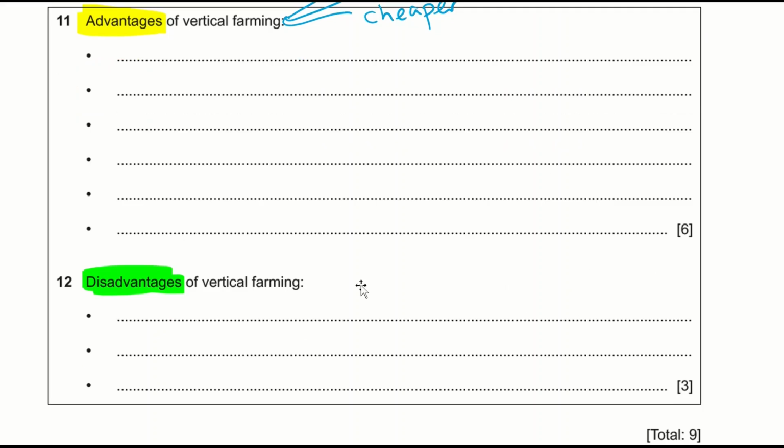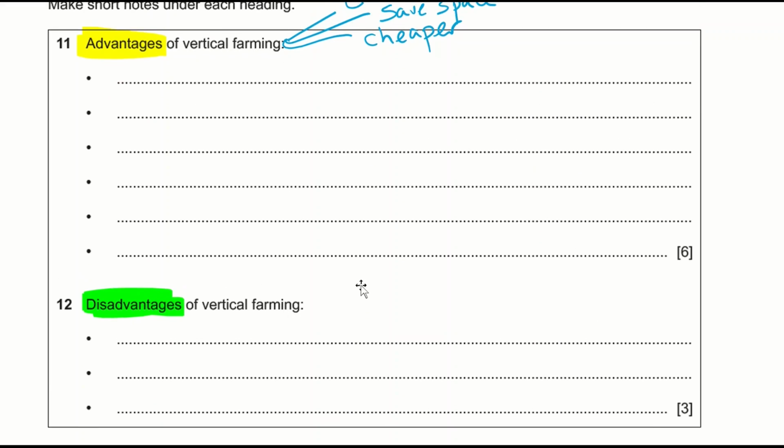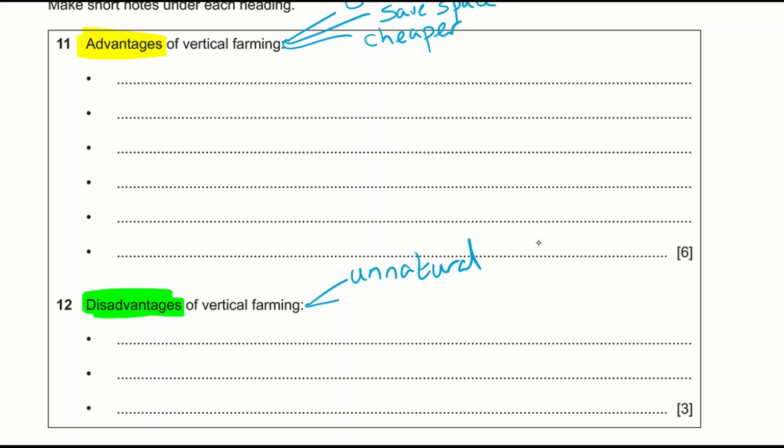Now, I look at disadvantages, because what I'm going to do is, when I go into the text, I'm not going to just look for advantages and then just look for disadvantages. I'm going to try and look for both of them at the same time. Okay, so what could some of the disadvantages be? The food may be considered unnatural. Another potential disadvantage is maybe it could harm the economy.